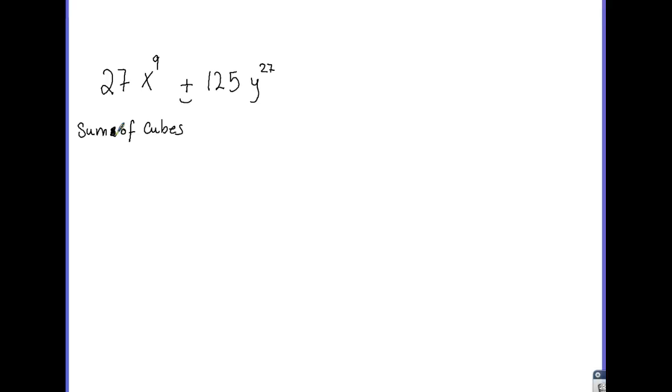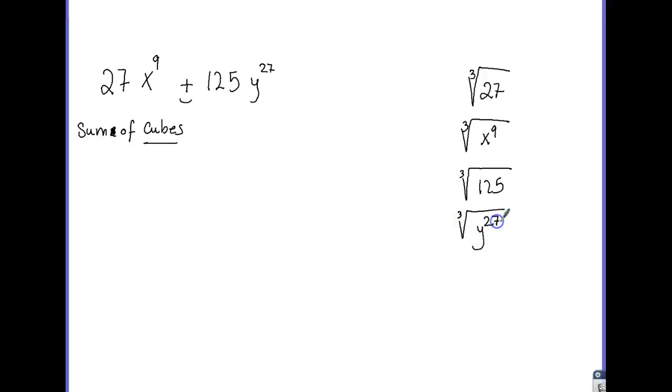Cubes mean we're going to have to find the cubic root of the following terms. So you need to find the cubic root of 27, the cubic root of x to the 9th, the cubic root of 125, and the cubic root of y to the 27th. I used big powers, a lot of variables, to make it look as hard as it could. You can plug it in the calculator.